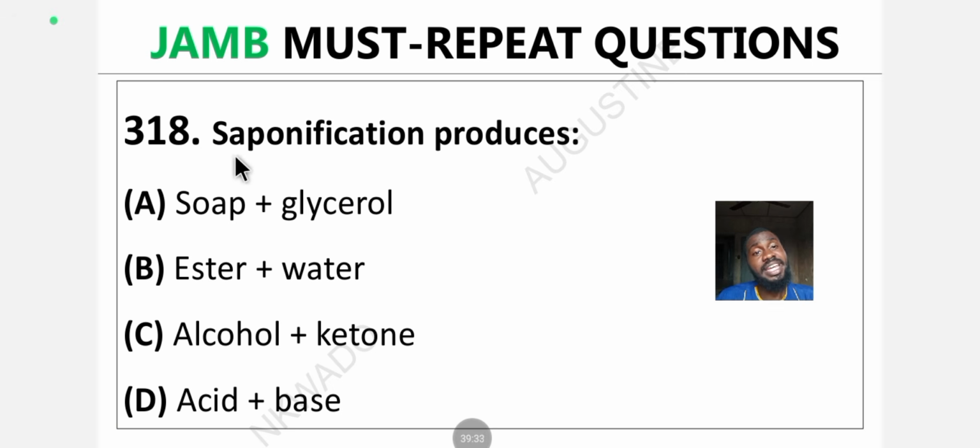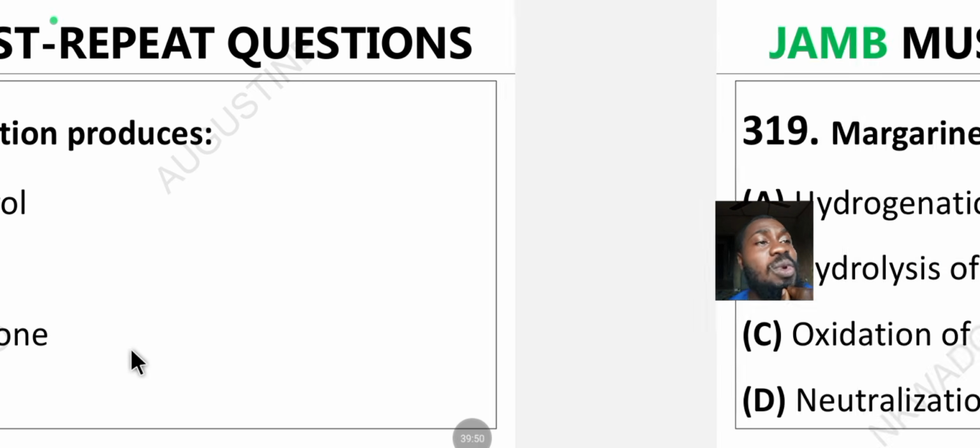Question 318. Saponification produces what? A. Soap plus glycerol. B. Ester plus water. C. Alkanol plus ketones. D. Acid plus base. What's the answer? Very easy. Drop the answer in the comment section, my scholars. You are almost ready to blast your JAMB UTME.